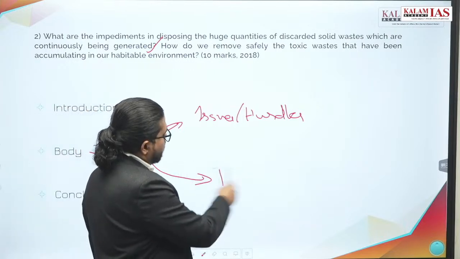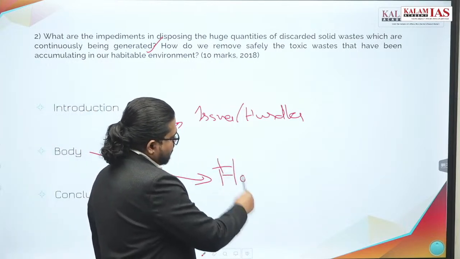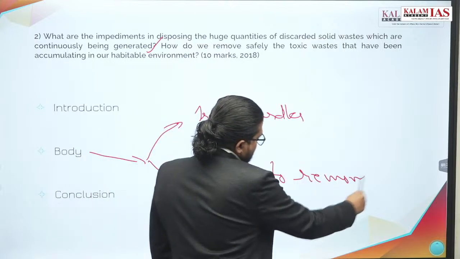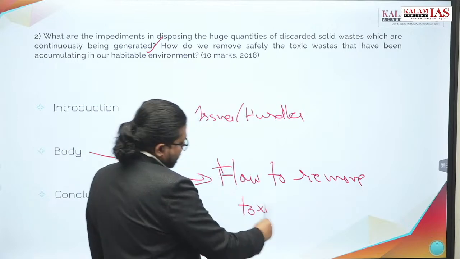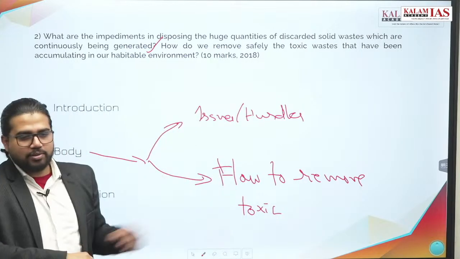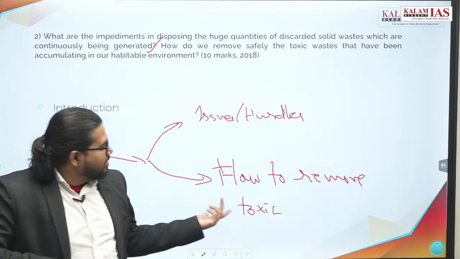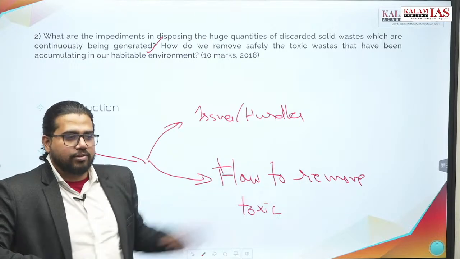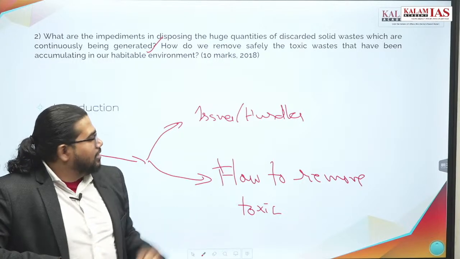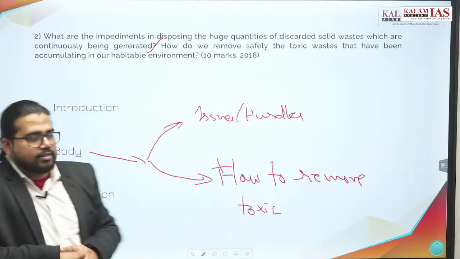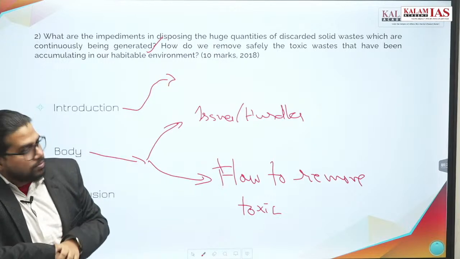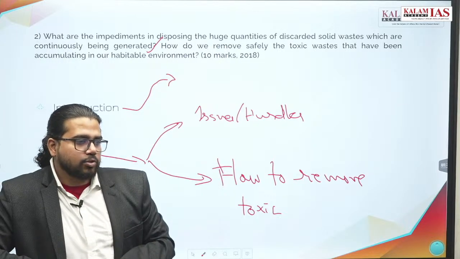How to remove this toxic waste. That will be the 2 parts of your answer. Then way forward, I think way forward is not required. How to remove, you will write in the direction of way forward. Other measures you can write if you still want to. Introduction, what have you done? Nothing written.